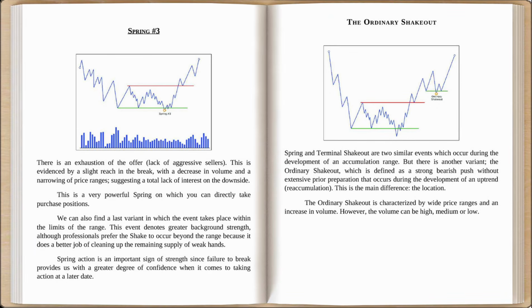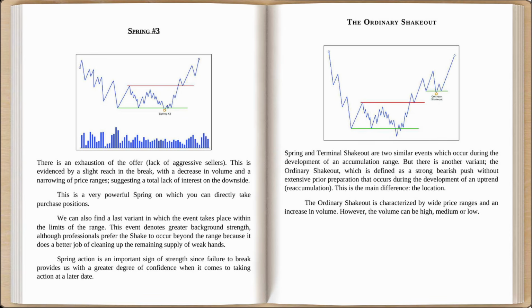Spring number 3. There is an exhaustion of the offer, a lack of aggressive sellers. This is evidenced by a slight reach in the break, with a decrease in volume and a narrowing of price ranges, suggesting a total lack of interest on the downside. This is a very powerful spring on which you can directly take purchase positions.